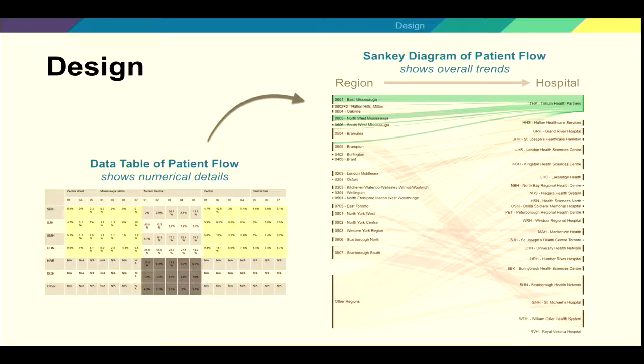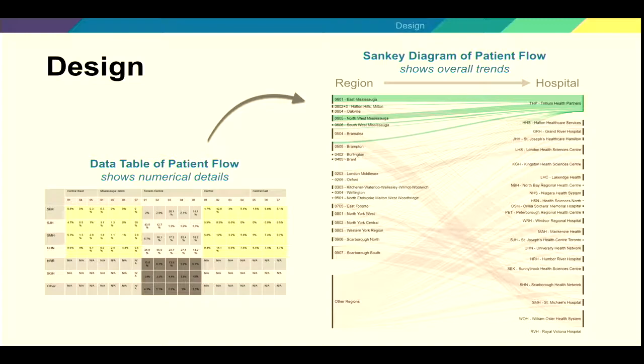So an alternative approach might be to use something like a Sankey diagram. This is a visualization where I have on one side of it the regions, and the width of the line moving across shows the number of patients moving to different hospitals and which hospitals they're going to. So I might show a more visual representation like this so that my audience can get a sense of patterns and relationships, see high-level trends, and once they understand that, they can refer back to the data table to see more detailed information.